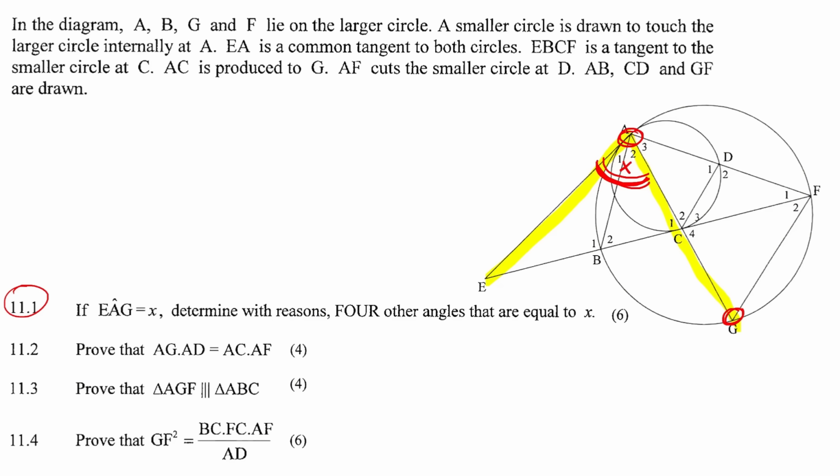So we're going to say angle DFG, for example. You could also say AF. I just said DFG. It's the same angle though. That's going to be equal to X, and that's because of the tan chord.